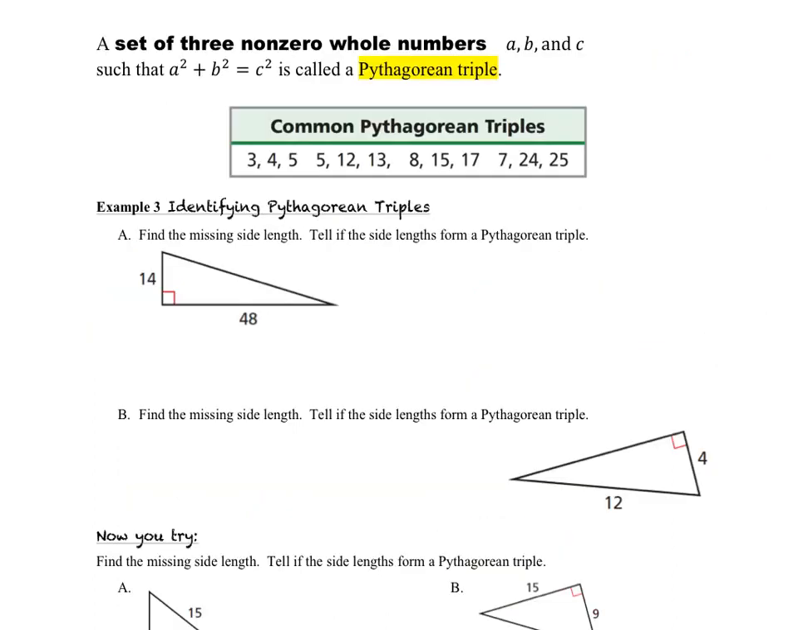So in some of the examples already, we had some Pythagorean triples. Those are common legs and hypotenuses for right triangles, and so it saves a lot of time for something like the SATs. Instead of having to calculate this, I have these triples memorized. So find the missing side length, and tell if the side lengths form a Pythagorean triple.